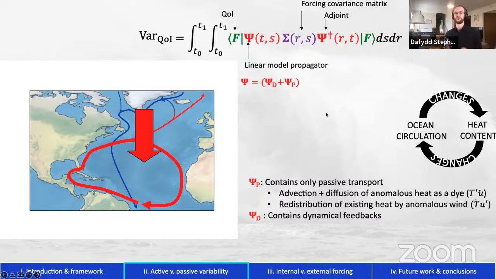This contains the thermal wind response and things like this, for example, which relate changes in density of the ocean to changes in transport by the ocean.